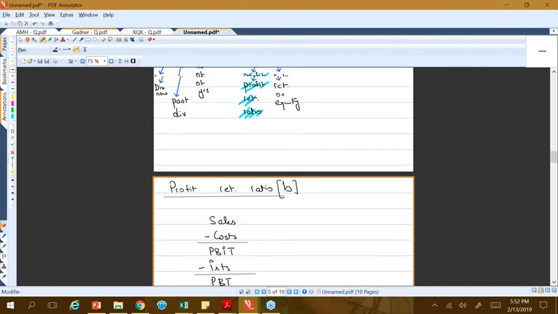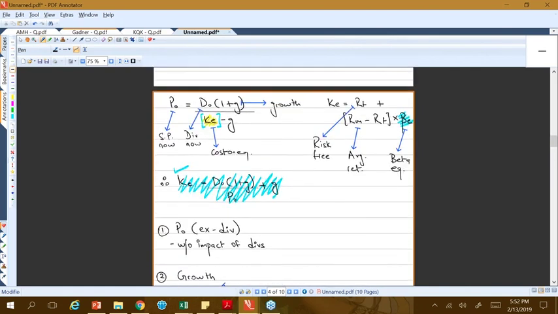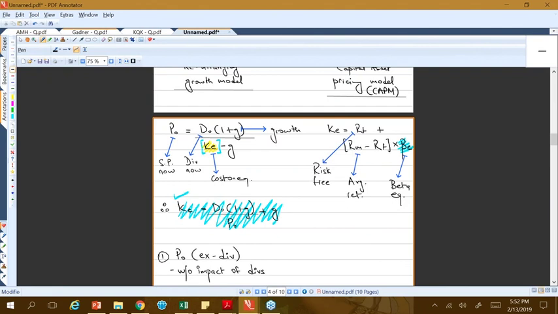In terms of CAPM, it is very simple. It is RF plus the RM minus RF into the beta equity. Now that gives us the cost of equity calculation.